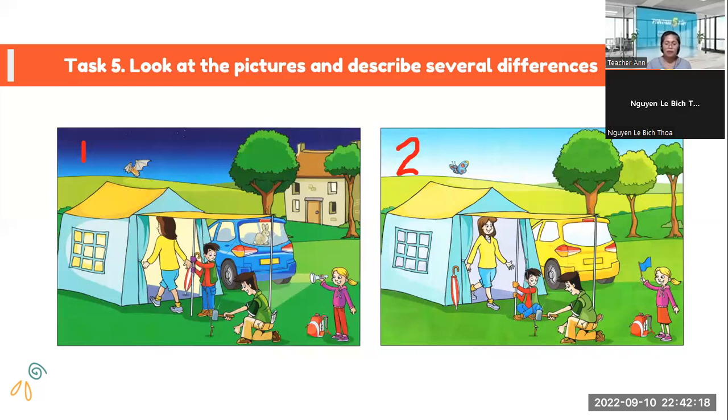The girl take lamp on picture one. Okay. The girl take flat on picture two. Okay, next. The car is blue on picture one. The car is yellow on picture two. Okay.